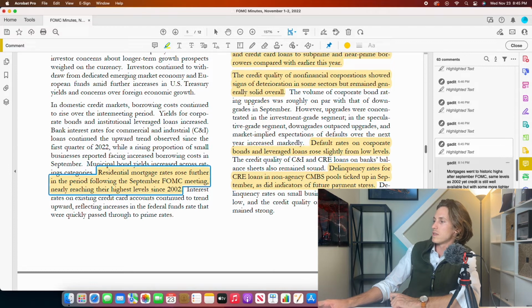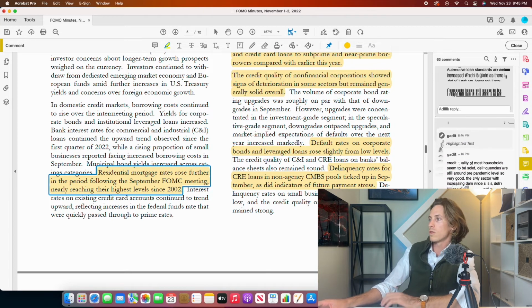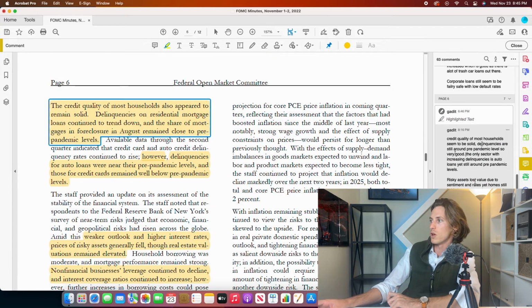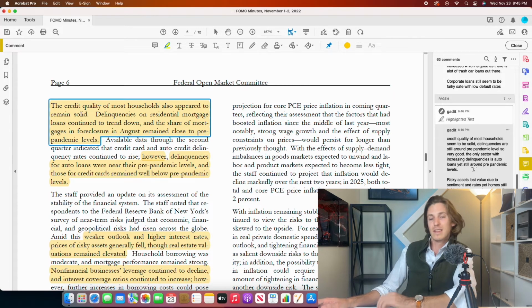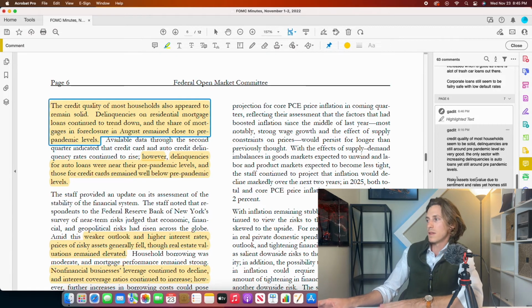Corporate loans still seem to be fairly safe with low default rates, which is again very good news. Credit quality of most households seems to be solid. Delinquencies are still around pre-pandemic levels, so very good. The only sector with increasing delinquencies is auto loans, which are still around the same levels as pre-pandemic. So increasing delinquencies, but not that bad. The risky assets lost value due to sentiment and rates, but homes are still very strong.